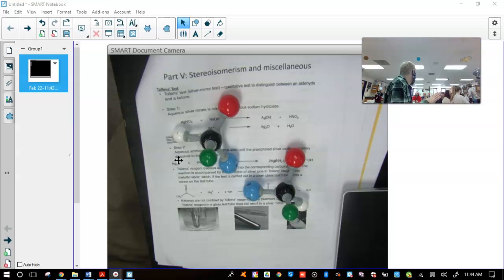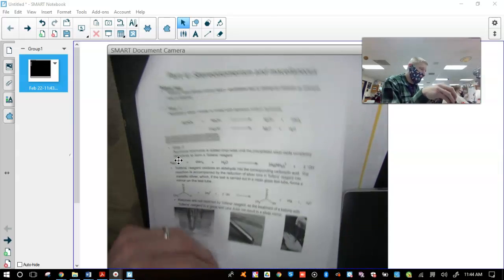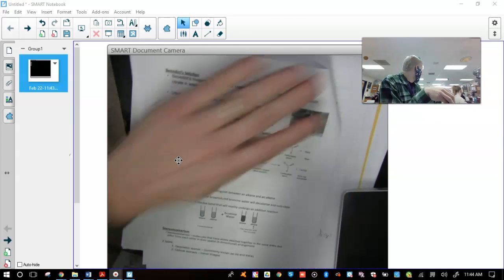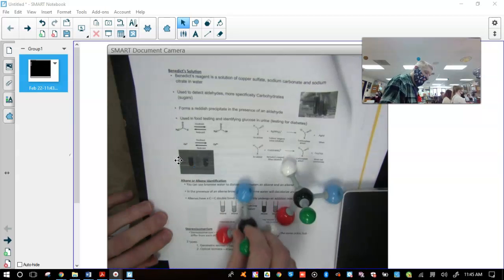We're going to talk about Tollens' test, Benedict's test, not today. We're going to talk about optical isomers. Speaking of Tollens' test, we did that making ornaments for Christmas.